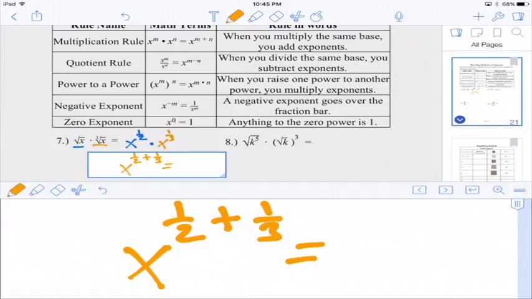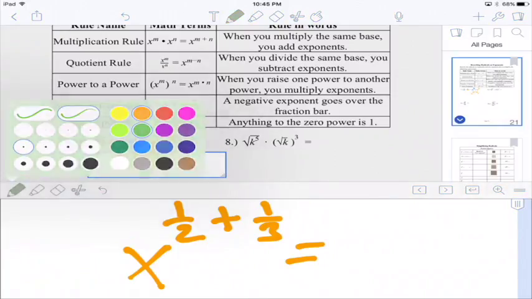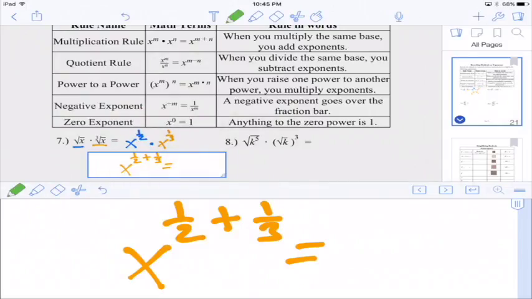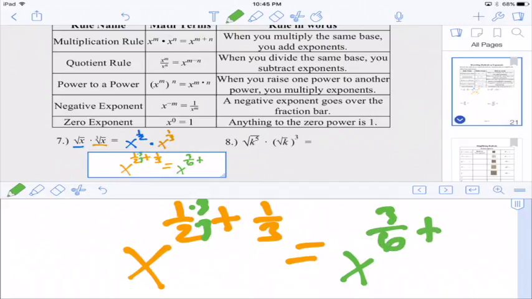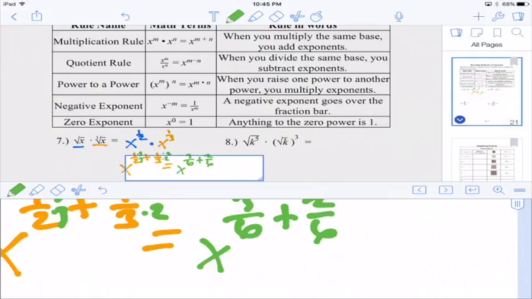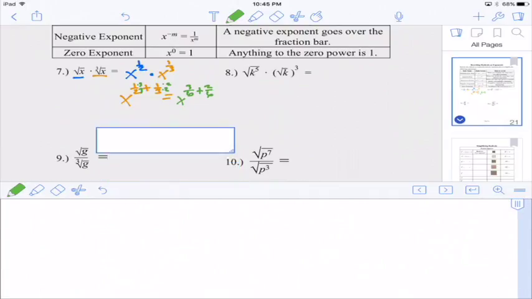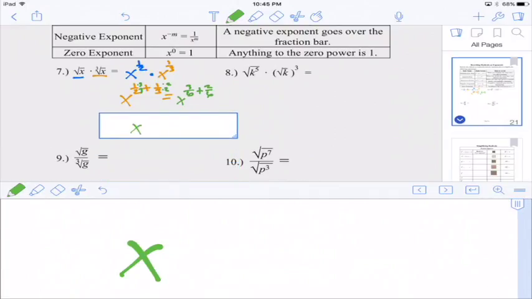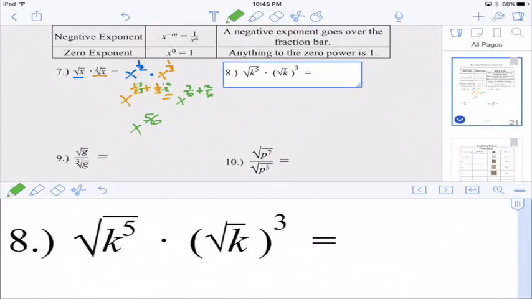Okay, we need a common denominator. So I can multiply this by 3, x to the 3/6 plus this times 2, so now I get 2/6. Now I can add these. My answer is x to the 5/6. Again, your calculator will do it for you, so don't really worry, but I don't have a calculator on me.